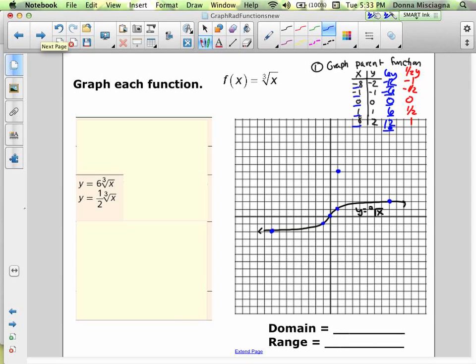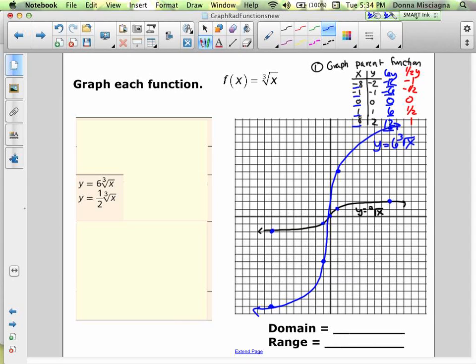Then on the other side, we're going to have negative 1 and negative 6. 2, 3, 4, 5, 6, and then negative 8. 2, 3, 4, 5, 6, 7, 8, 9, 10, 11, 12. So look how fast this one's growing. Here we go. If this were a roller coaster, this would be a really high roller coaster. There we go. So this is the graph of y equals 6 cube roots of x.